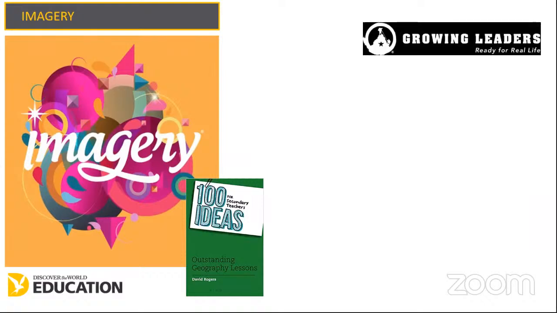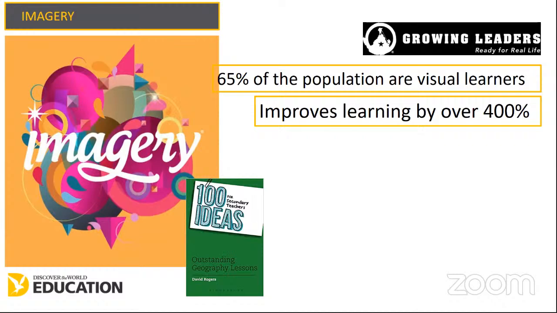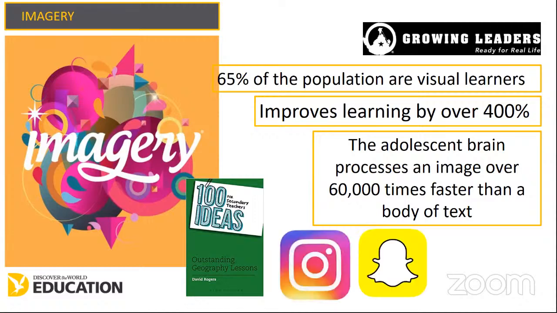Now, Dr. Tim Elmore also does a lot of research into growing leaders ready for real life. And in 2019, he talks about imagery, and he has found out that 65% of the population are visual learners, and images improve our learning by over 400%. Our minds are able to process images 60,000 times faster than text. Most importantly, it really generates this feeling, this connection, a sensory appreciation. We know the growth of Instagram, Snapchat, and Twitter, they're all image-based social media platforms. So they've really tagged into this idea of using imagery, maybe without knowing the reason why imagery is so very important.